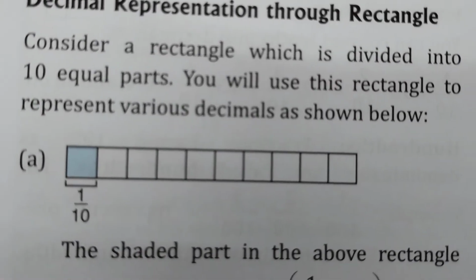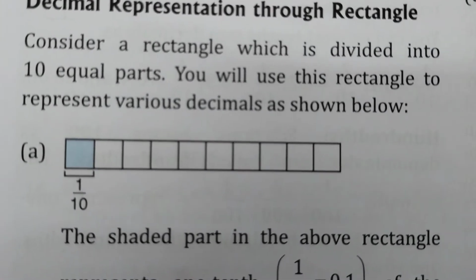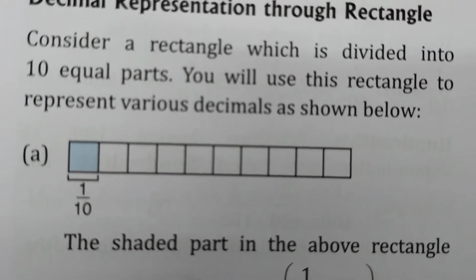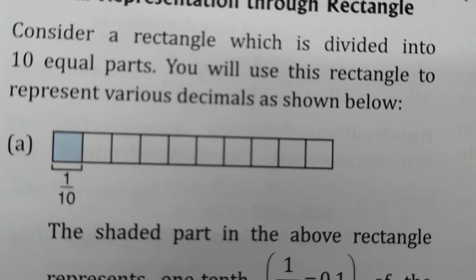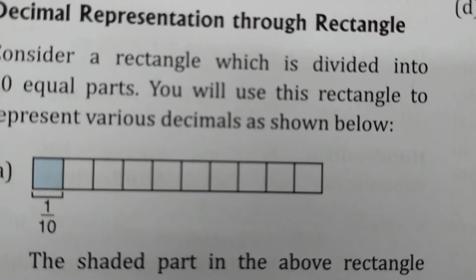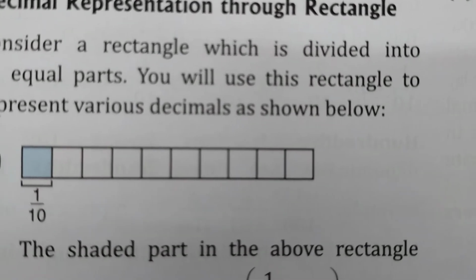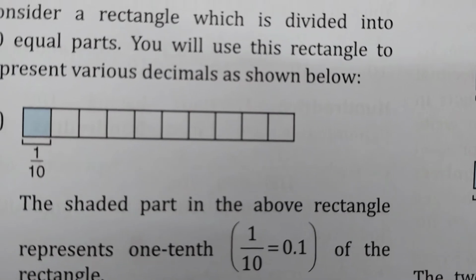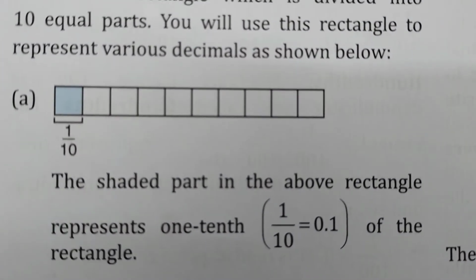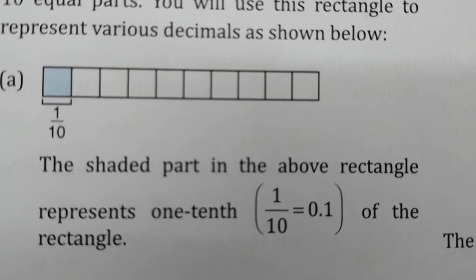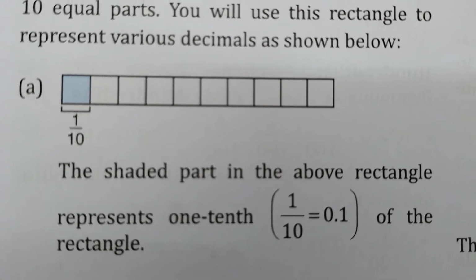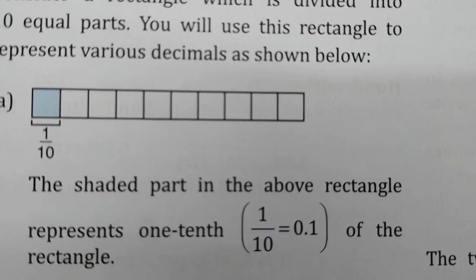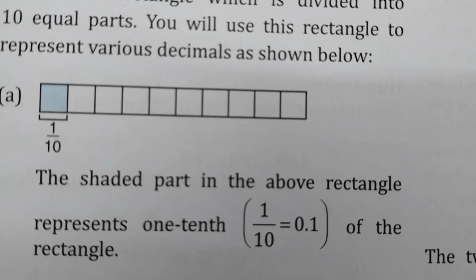See, you can see how to represent the decimal 1 by 10. Consider a rectangle which is divided into 10 equal parts. You will use this rectangle to represent the various decimals as shown below. 10 equal parts and one is shaded, 1 by 10. So the shaded part in the rectangle represents 1 tenth, T-E-N-T-H, which is 1 by 10. So 0.1 of the rectangle.